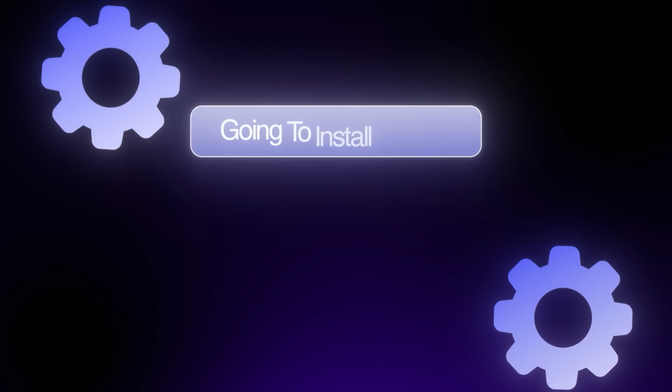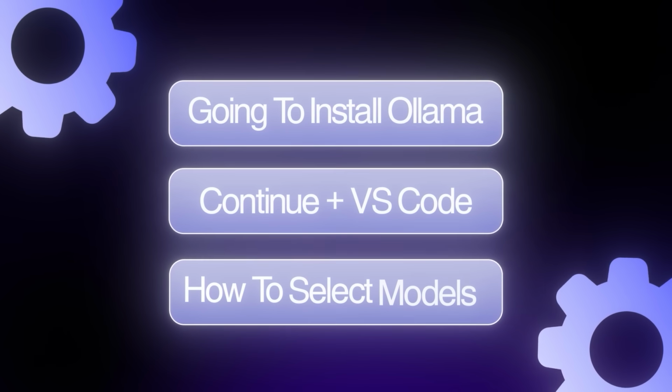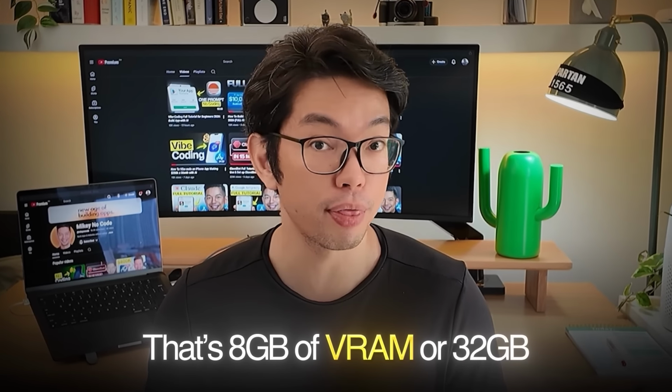So in this complete tutorial, I'm going to show you how to set up your very own local AI coding environment from scratch. We're going to install Ollama, configure it with VS Code using Continue, and I'll show you exactly how to select models that work with your hardware constraints, whether that's just 8 GB of VRAM or 32 GB.